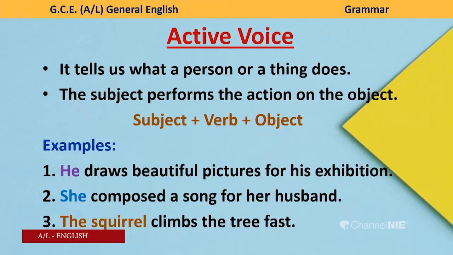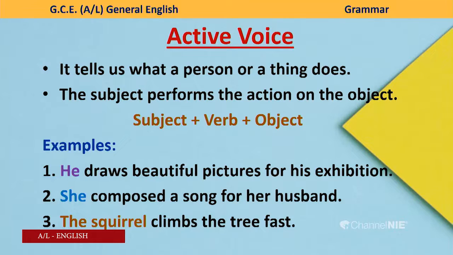As you can see on the screen, it tells us what a person or a thing does. The subject performs the action on the object. It tells us what a person or a thing does. The subject performs the action. The subject is doing the action on the object.